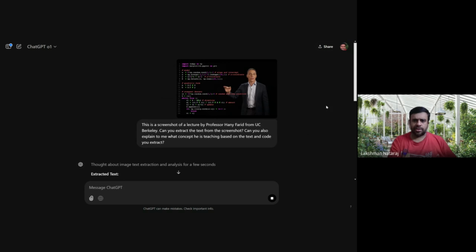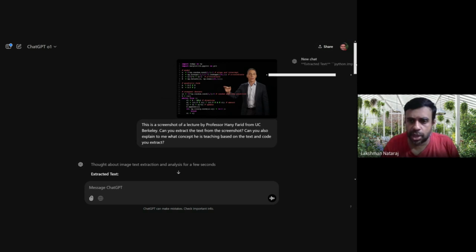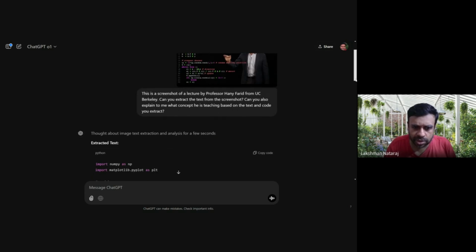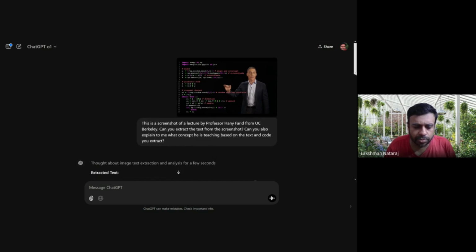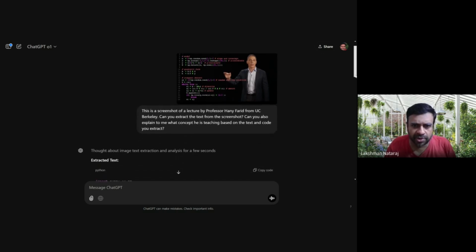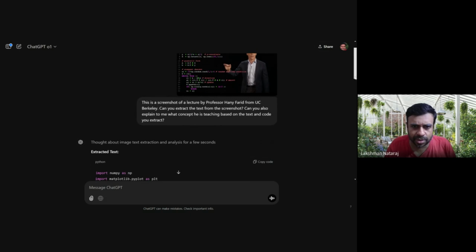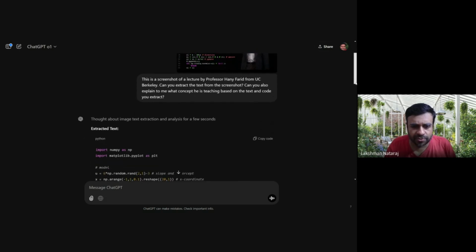So the thing is that something like this is very useful to me because I've seen Professor Hani Farid's lecture, and since the text is embedded inside, it's good to understand what he's teaching, but at the same time, I would be like, okay, what would be great is if I can just copy the text. So let's see if it can first copy the text.